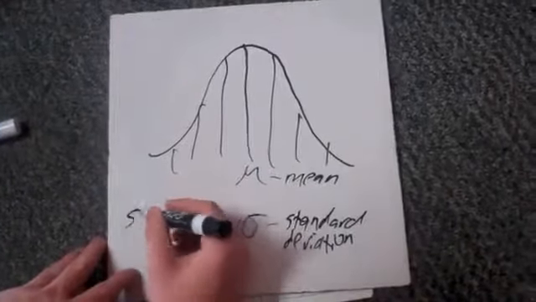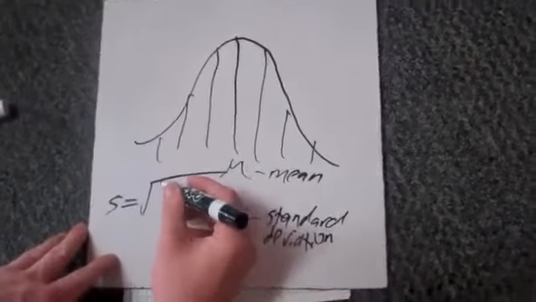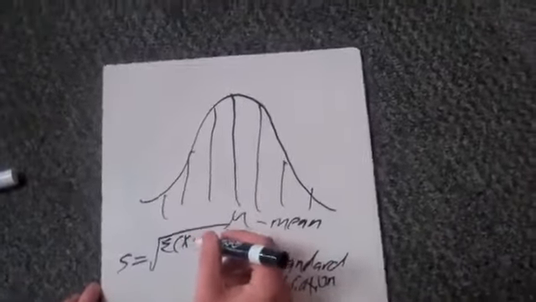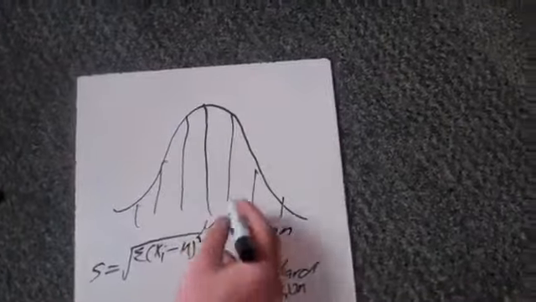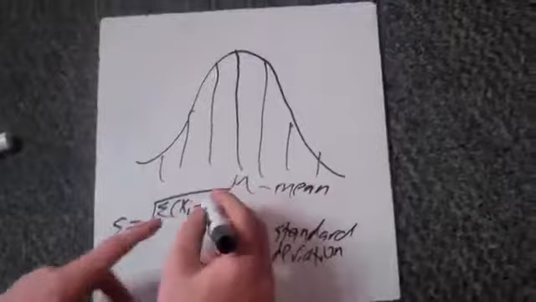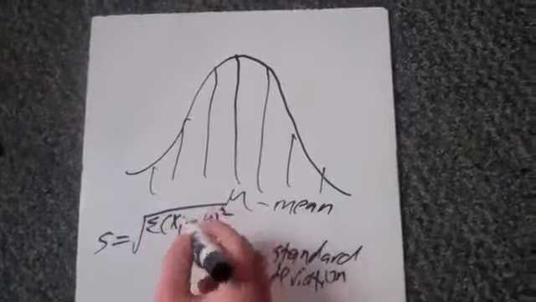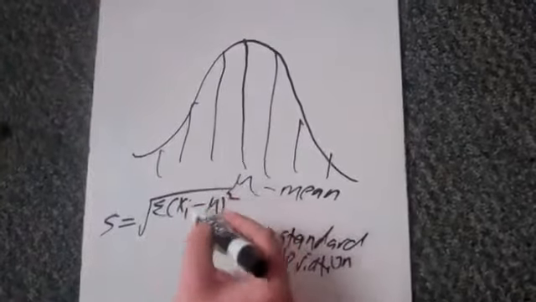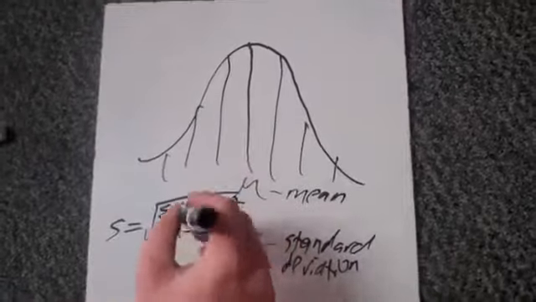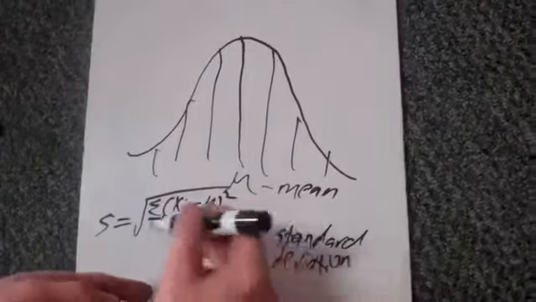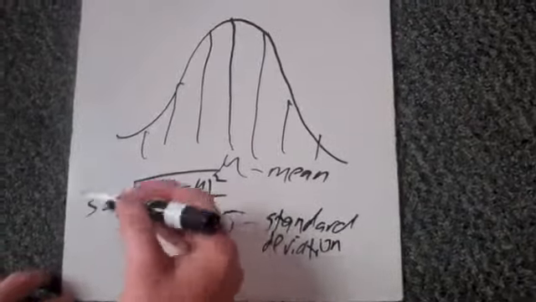So the formula for this is going to be the square root of the sum of each x value minus mu, squared, divided by n minus 1. So you're going to take every piece of data, subtract it from the average, and then square it, adding each of these values together, and then you divide by n minus 1, which is the total data minus 1. So that's pretty straightforward. And this is not going to have to be used too much, but it's there so that you know.